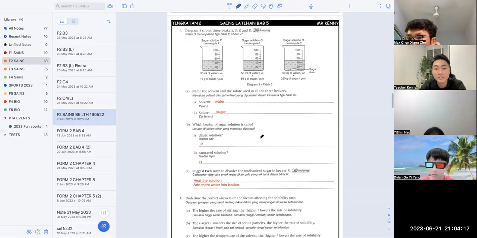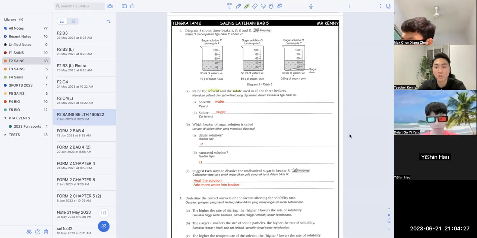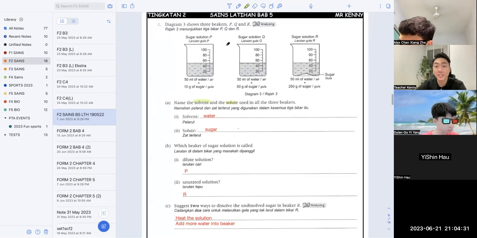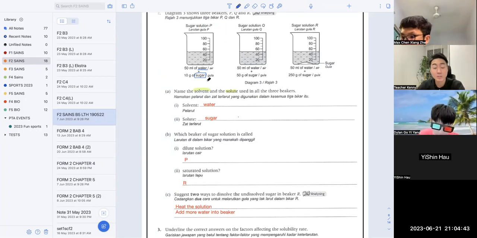Okay, now let's look over here. Name the can already. Okay, good, good, good. Now, name the solvent and name the solute used. So solvent is water here. Solute will be sugar. Agree? I hope you guys have done your homework. Yeah, this is the solvent. This is the solute. Which one is considered dilute solution? P, dilute. What's mean dilute?